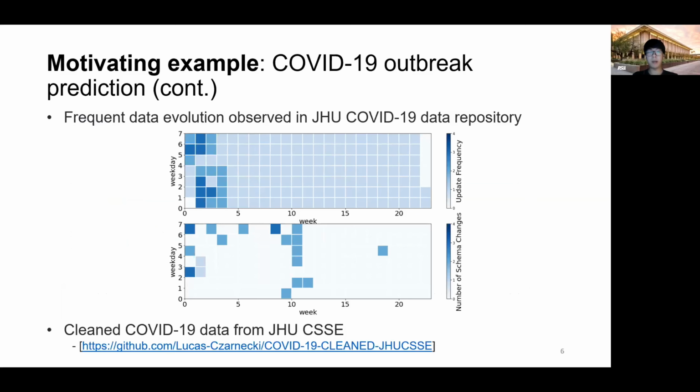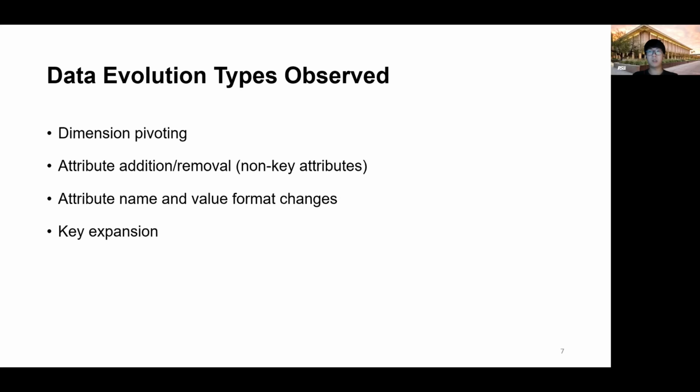We have observed that most data evolutions can be categorized into 4 types: dimension pivoting, non-key attribute addition or removal, changes in attribute name and value formats, and key expansion. We will describe these types one by one using real-world examples.